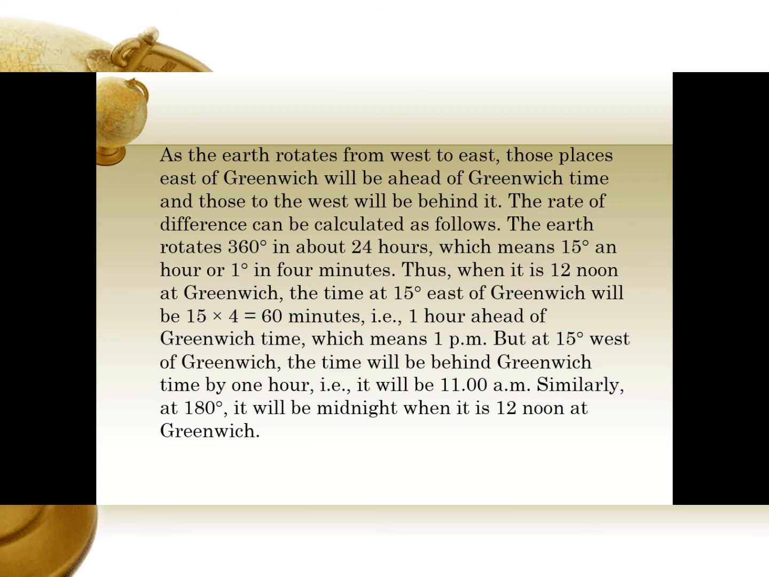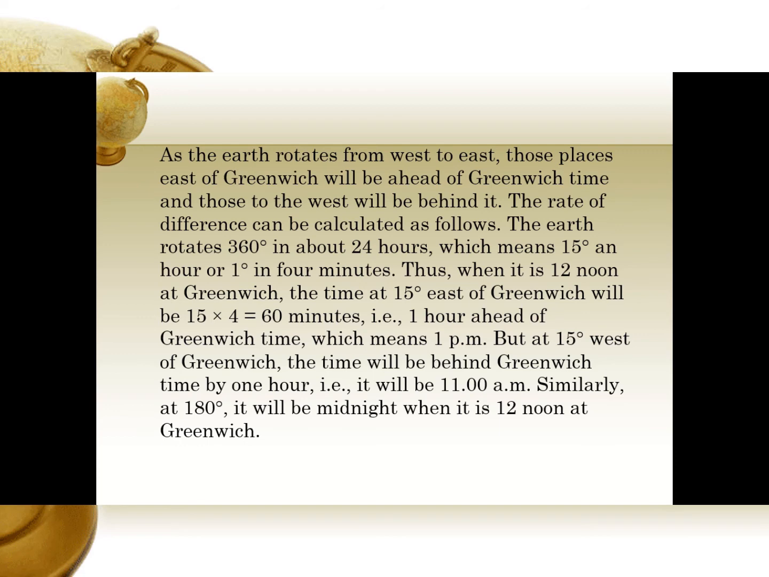When it is 12 noon in Greenwich, the time at 15 degrees east of Greenwich will be 15 into 4, 60 minutes. For example, 1 hour ahead of Greenwich time. East of Greenwich means east of London, you can say. All the countries there are running 1 hour ahead of the time of Greenwich. Whereas the countries to the west of Greenwich are 1 hour behind. So when it is 12 noon at Greenwich, the countries lying in the east have 1 p.m., whereas the countries in the west have 11 a.m. time.